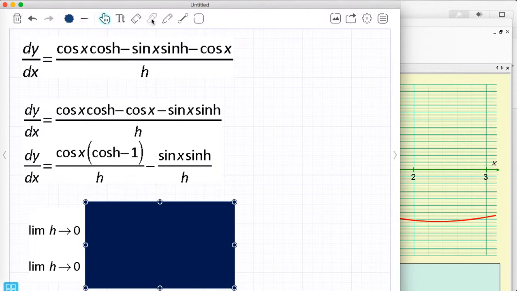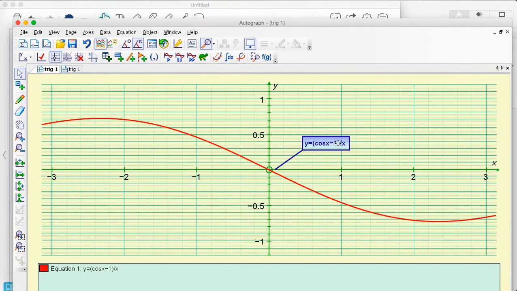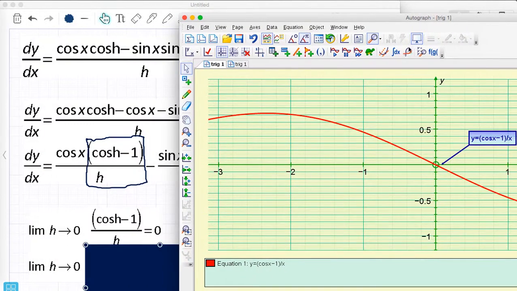Well, let me just, like I did before, concentrate on this bit here. As h goes towards 0, that bit there goes towards 0. And I've got the graph here. That graph is this one here. As h goes towards 0, it becomes 0.